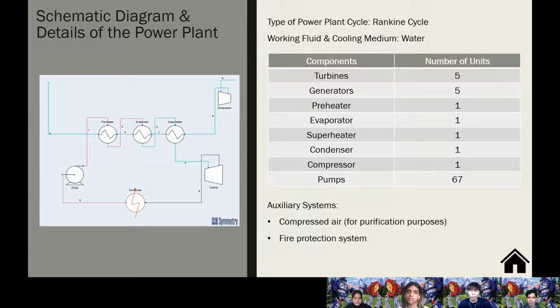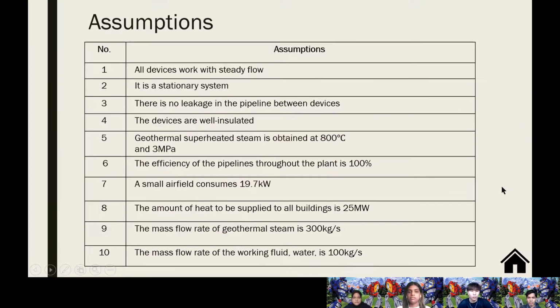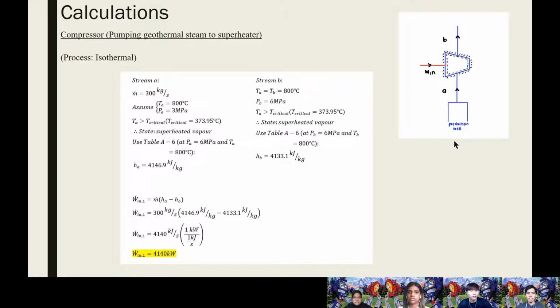The whole plant contains 5 units of turbine, 5 units of generator, a condenser, a compressor, 76 units of pump, and a heat exchanger system, which consists of a preheater, an evaporator, and a superheater. Other than that, we also include plant auxiliary systems such as compressed air and fire protection system for maintenance and safety purposes. Next, these are the few assumptions that we made for the calculation part. So we're going to proceed with the calculations.